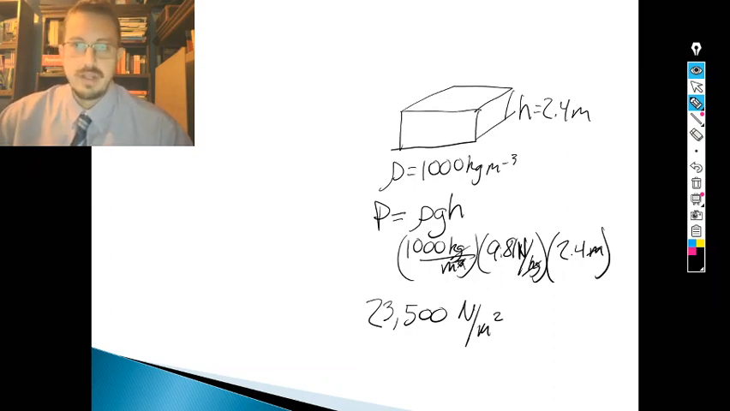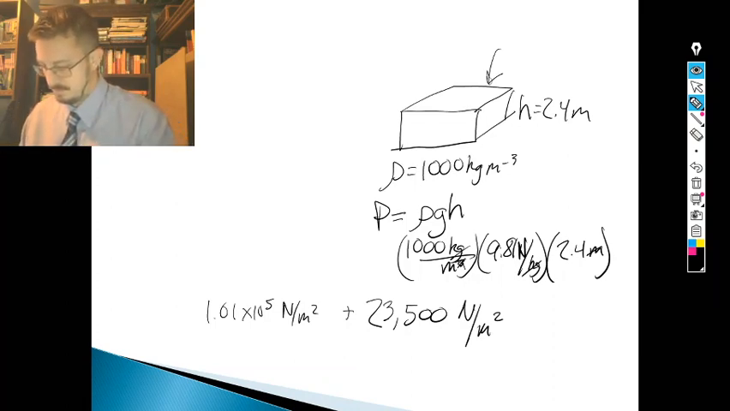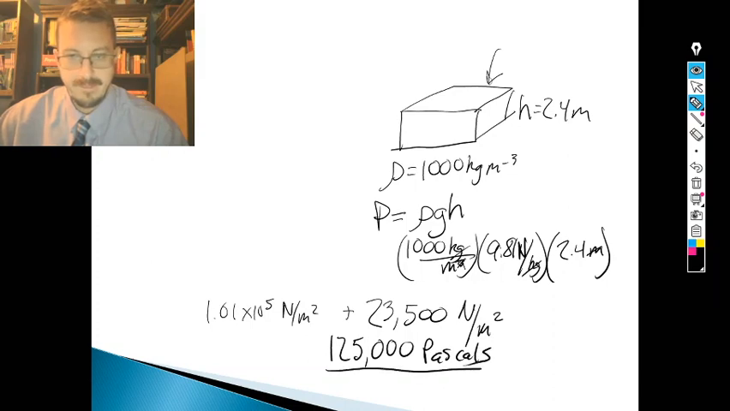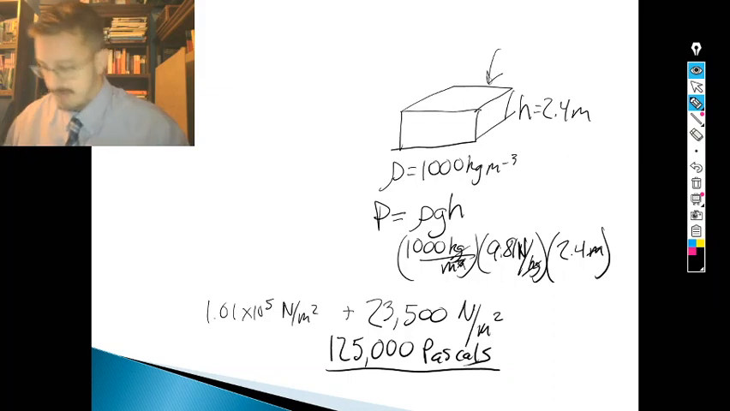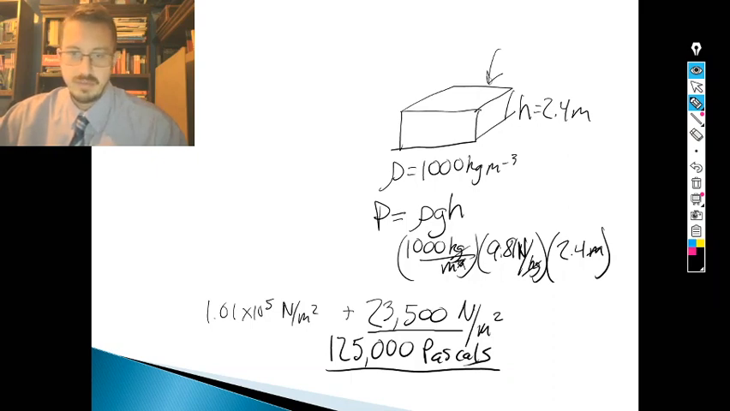Now that's due to the water. There's also atmospheric pressure acting upon the pool too. So to calculate the total pressure at the bottom of the swimming pool, we add the 1.01 by 10 to the 5 pascals of atmospheric pressure, to get a total pressure of about 125,000 pascals, right? 1.25 by 10 to the 5. The water adds a little bit more pressure to the atmospheric pressure, but we're still in the same order of magnitude, 1.25 by 10 to the 5.